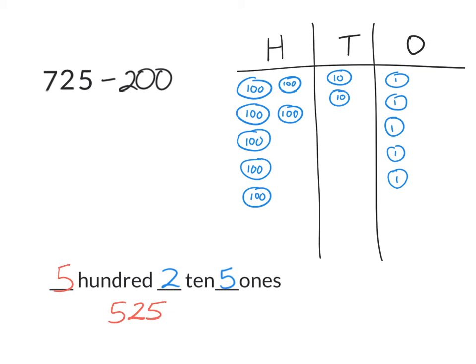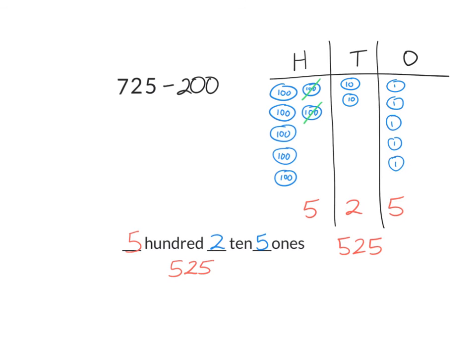Okay, so let's check that now using the place value discs. If I look at the place value chart, if I cross out 200, 100, 200, what does that leave me with? It leaves me again with 100, 200, 300, 400, 500, 2 tens, and 5 ones, 525.